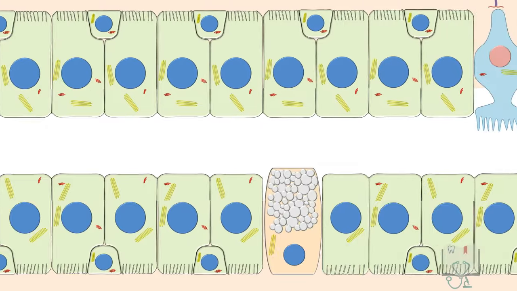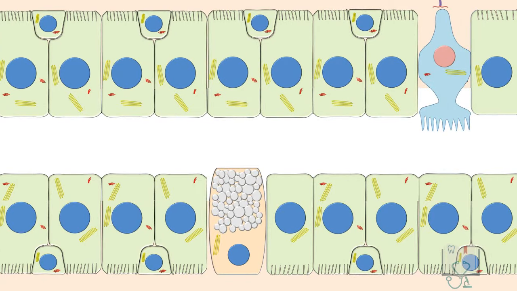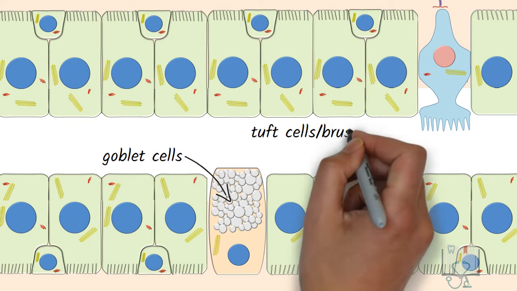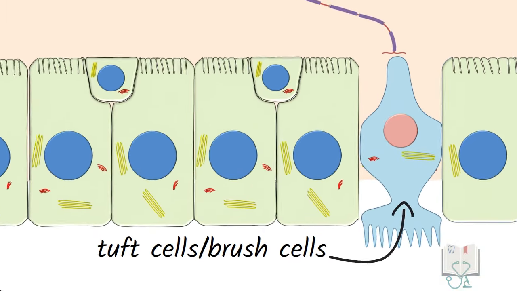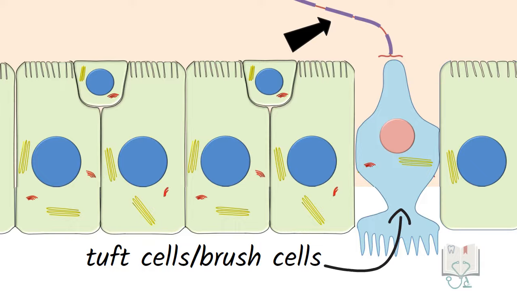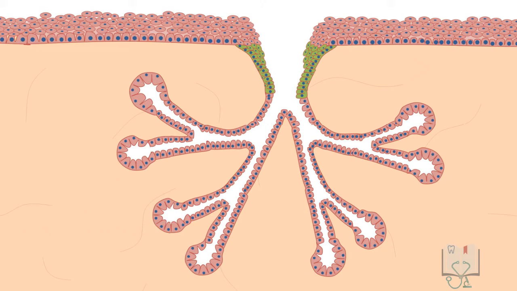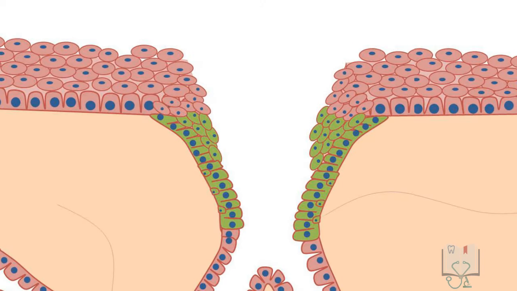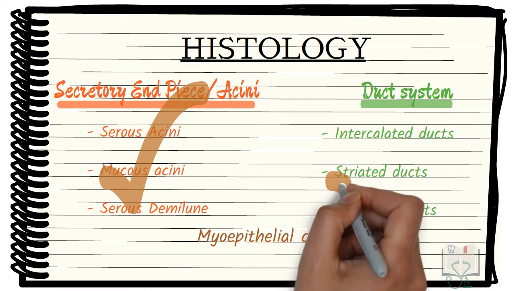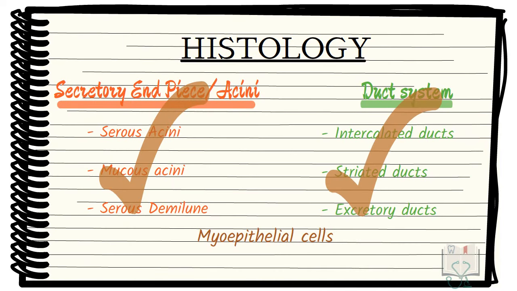Some other types of cells are also present in the excretory ducts, like goblet cells, which contain mucin, and tuft cells or brush cells with long stiff microvilli and a nerve ending near its base. As the excretory duct reaches the oral cavity, the pseudostratified epithelium transforms into stratified epithelium and merges with the oral epithelium. So that was about the various types of ducts in the duct system.